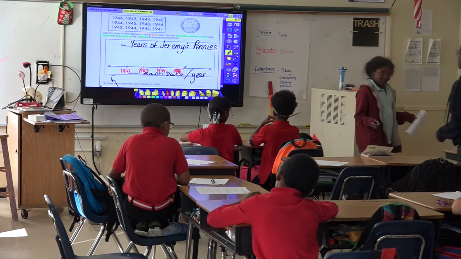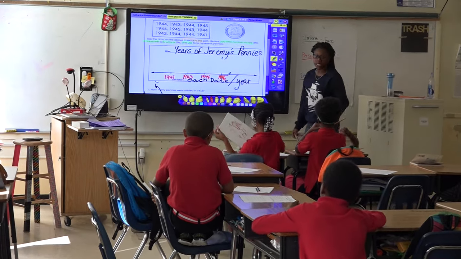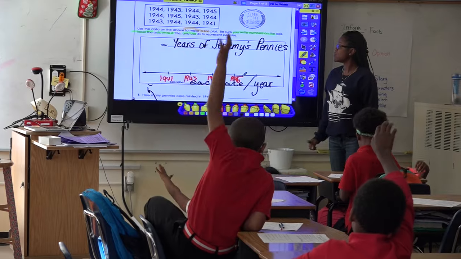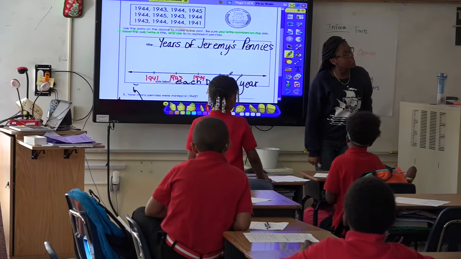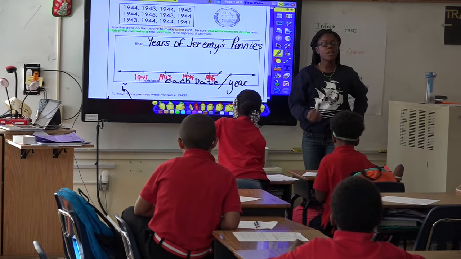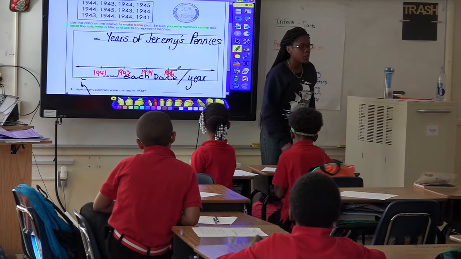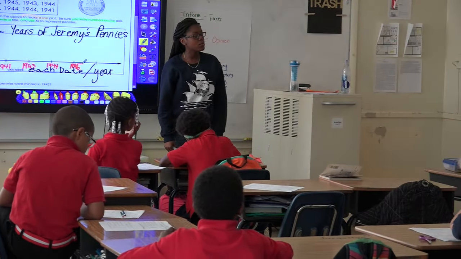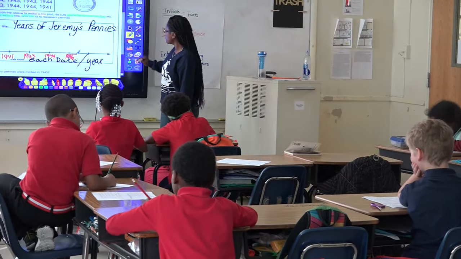You have 1941, 1943, 1944, 1945. What's missing? Something's missing. Something's missing, Javon. 1942. How you just gonna skip over 1942? If I'm giving everybody pizza and I give Destiny pizza and I give her pizza and I skip over you and I give him pizza, how you gonna feel? So how do you think 1942 feels that you left him out?